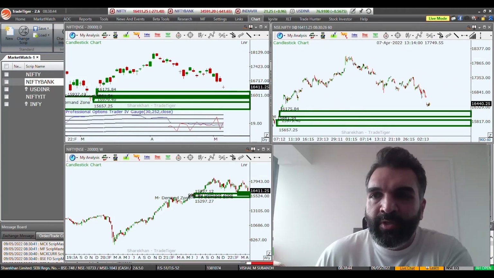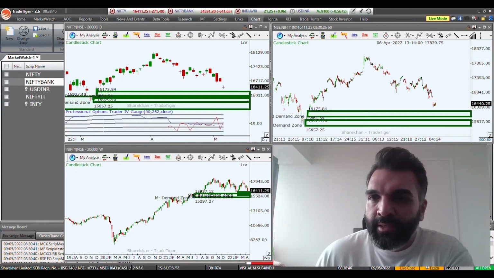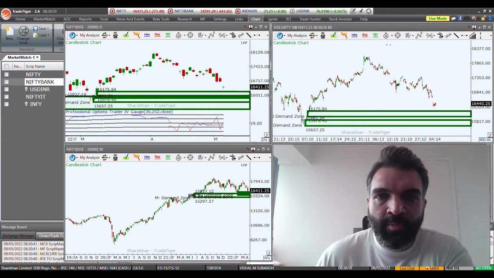We might expect to see a bounce, but any bounce that comes in this market will probably be again inducing us into taking more shorts. So just be a little careful right now. We are coming very close to these demand zones and we might expect to see a bounce, but any bounce in this market will lead to further selling pressure.